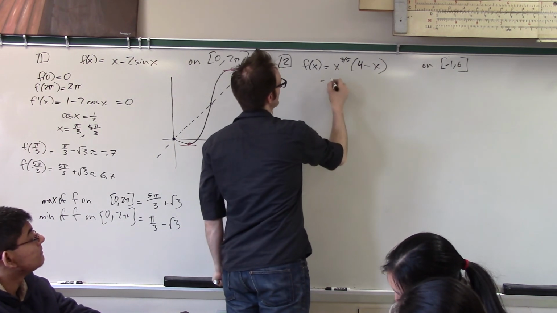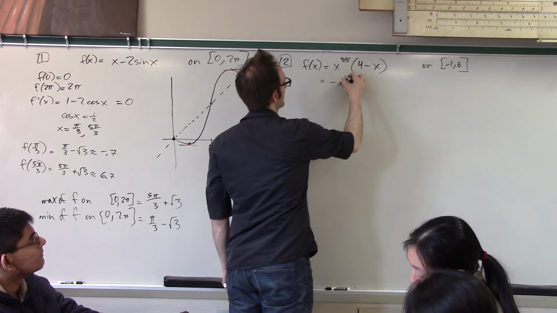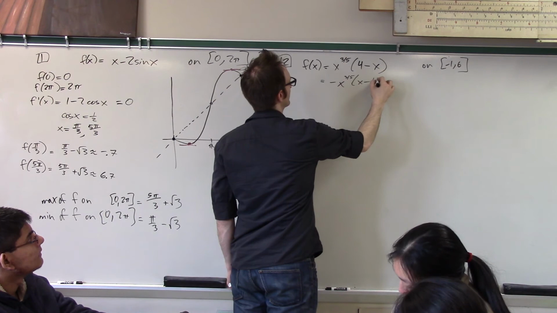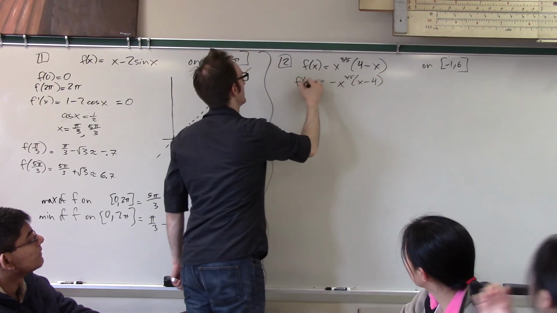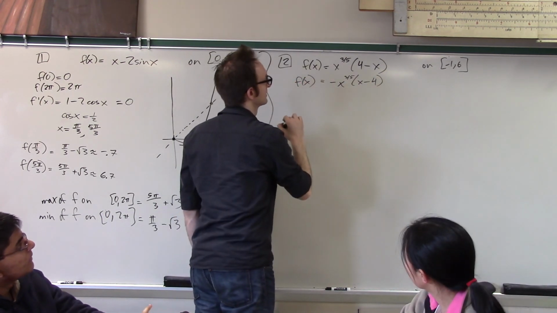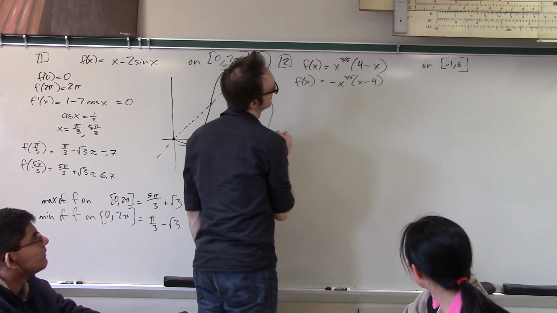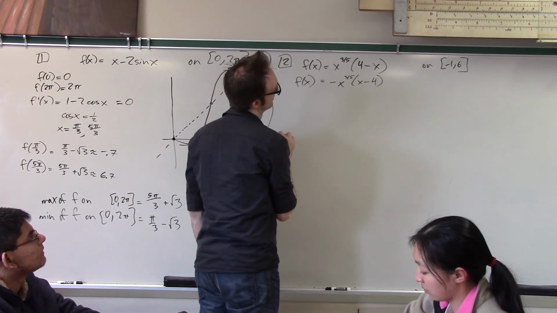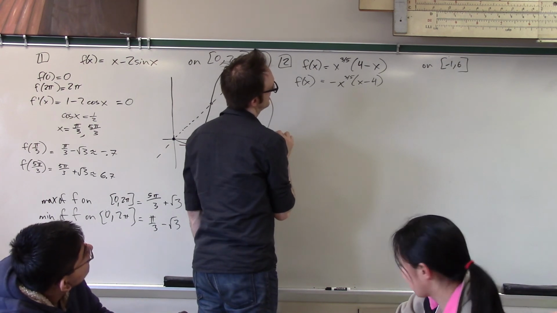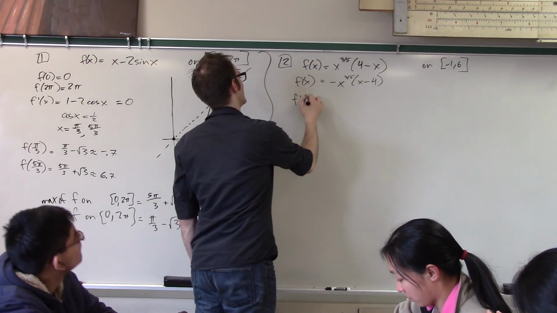It may actually be convenient to pull out the negative: negative x to the 3/5 times x minus 4. Why did I pick the number 6? Terrible number. It's a disgusting one. Anyway, let's take the derivative.